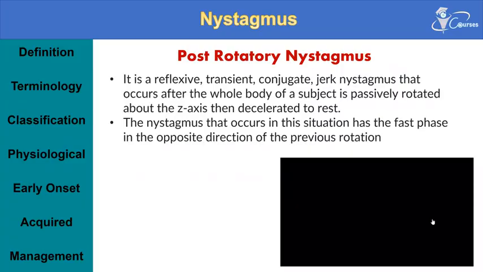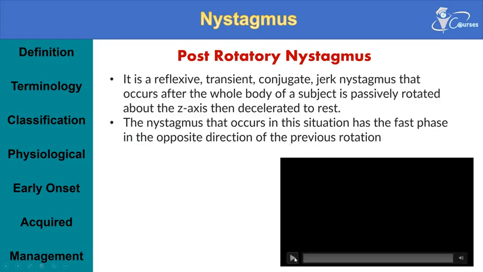Okay, so the third kind of physiological nystagmus will be the postrotatory nystagmus. A postrotatory nystagmus is a nystagmus that occurs after rotation of the body. It is a reflex, transient, conjugate, jerky nystagmus that occurs after the whole body is passively rotated around the z-axis and then decelerated to rest. The nystagmus that occurs in this situation has the fast phase in the opposite direction of the previous rotation.